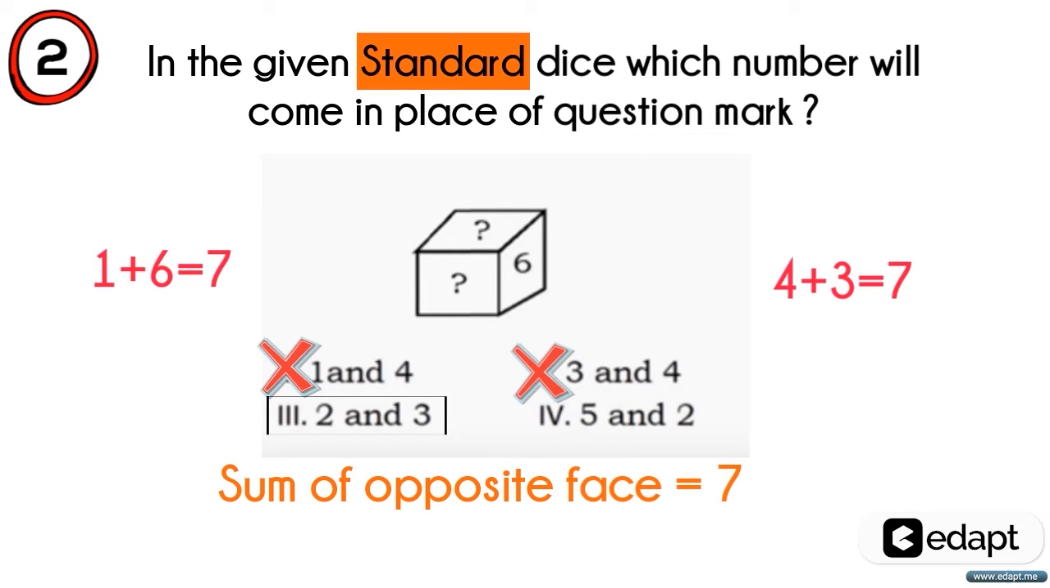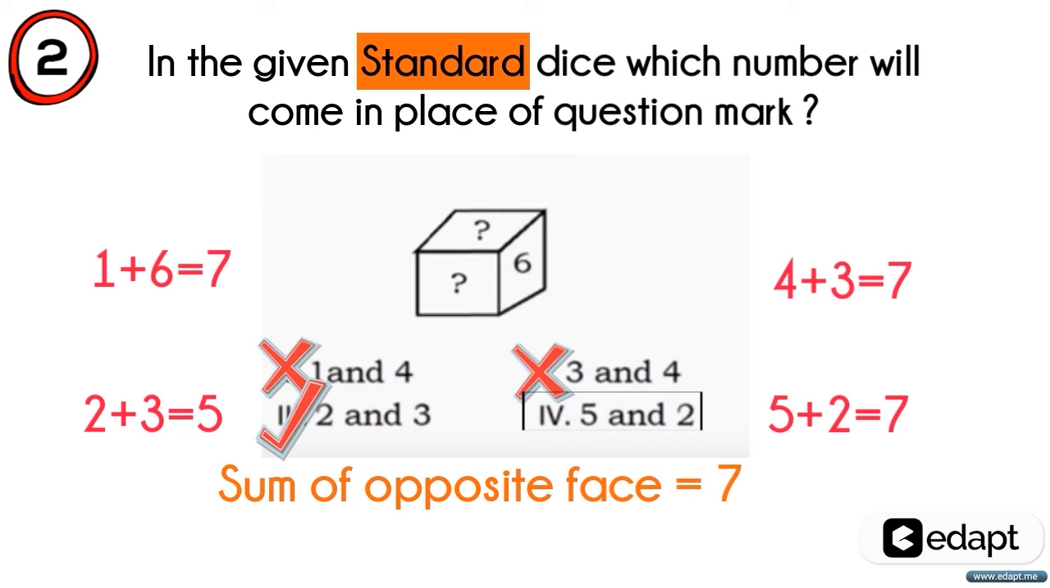Option number 3. It is possible because 2 plus 3 is not equal to 7. Hence, the answer is option 3. And option 4 is also not possible because 5 plus 2 is equal to 7, but both numbers 5 and 2 must be opposite. Hence, we can cancel option 4. Move on to the next problem, number 3.